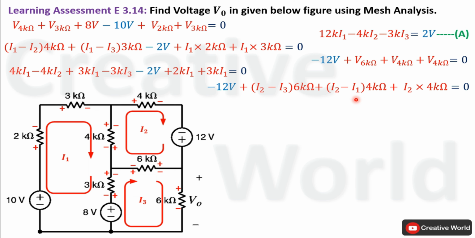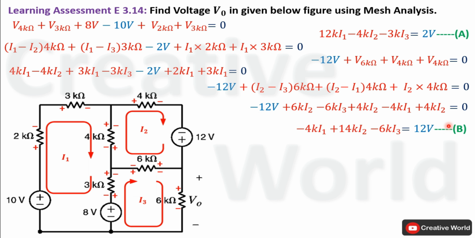Now open these brackets. The equation will become minus 12 volt plus 6k I2 minus 6k I3 plus 4k I2 minus 4k I1 plus 4k I2. Now add values having same variables together and arrange the equation. Place this constant on the other hand side of equal. The equation will become minus 4k I1 plus 14k I2 minus 6k I3 equal to 12 volt. Again, this equation includes three variables and we cannot further solve this equation, so we will leave it for now and label this as equation B. It is the second mesh current equation of this network.